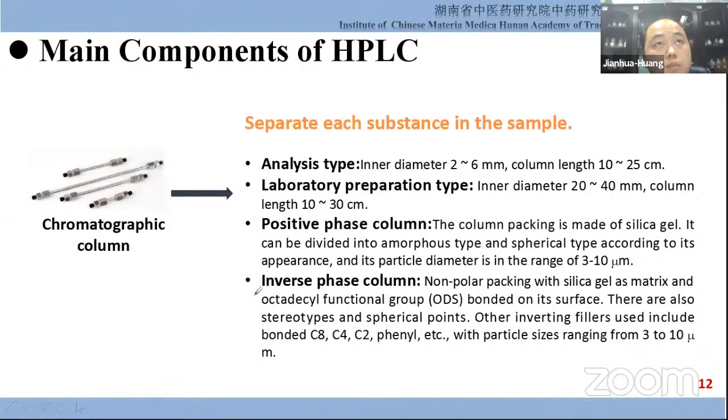This part is very important, the column. Normally we have 2 types of column, one for analysis and another for laboratory preparation. For the analytical type, the inner diameter is 2 to 6 millimeters, and the column length is normally 10 to 24 centimeters. For the preparation type, the inner diameter is 20 to 14 millimeters, and the column length is 10 to 13 centimeters. Besides that, we also have normal phase columns and reverse phase columns, and the reverse phase column has been widely used.